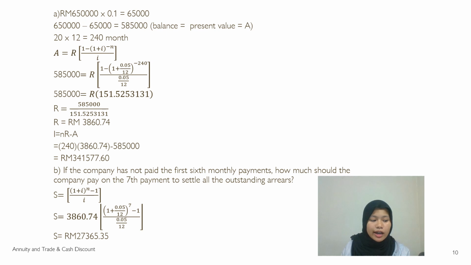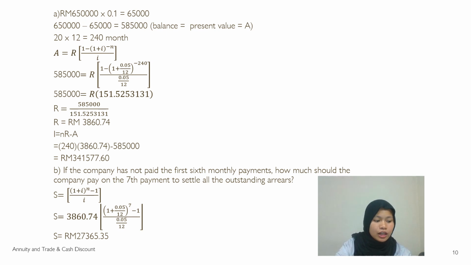So, this is how I solve annuity question 1. First of all, we have to find the present value, which is A. RM650,000 times 0.1 equals RM65,000, and then RM650,000 minus RM65,000 equals RM585,000, which is the balance. It is the present value and it is the A.